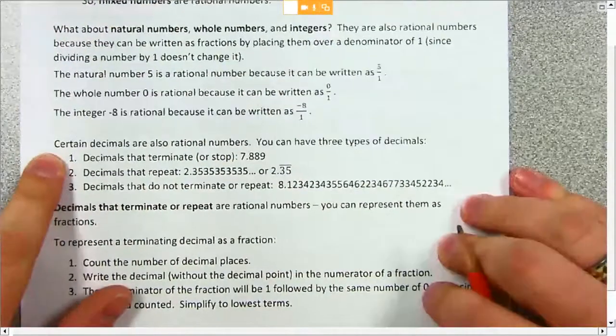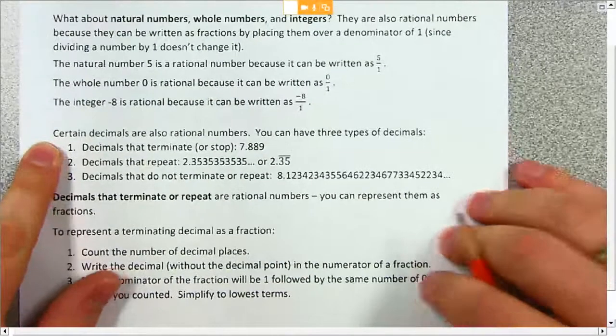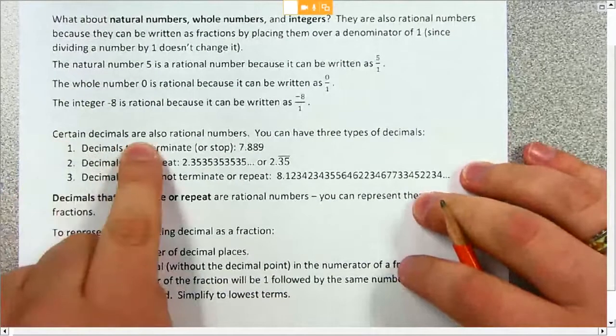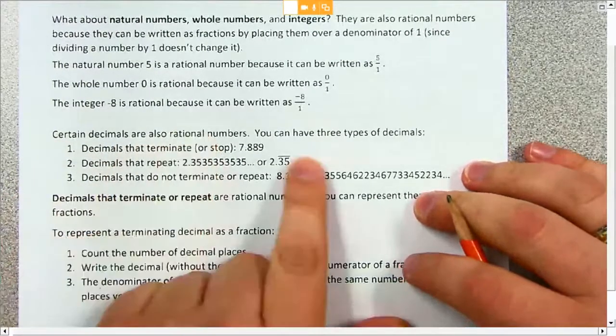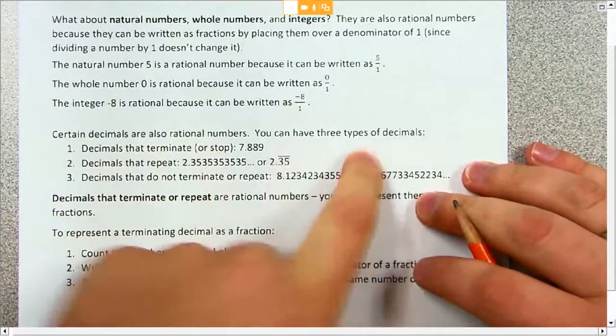Let's talk about decimals. So we've not been talking about decimals. Certain decimals are also rational numbers, and we can have 3 types of decimals, okay?